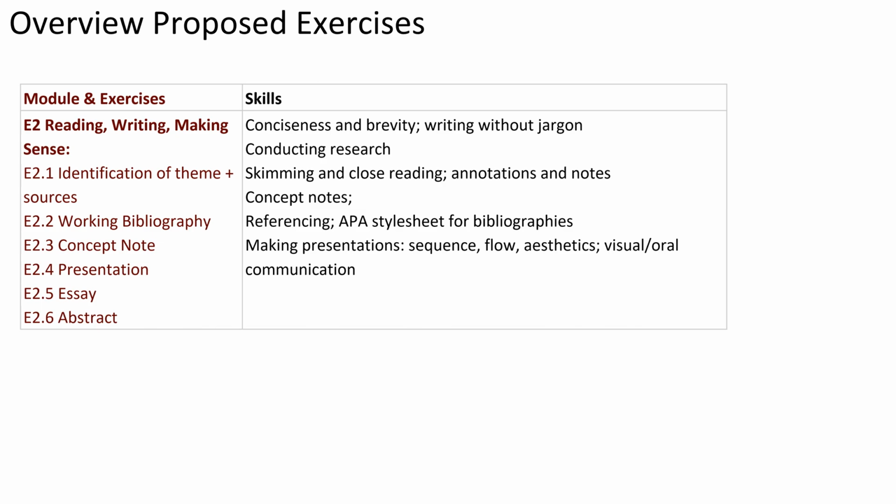Of the reading, writing, making sense module, we will look at 4 exercises, focusing on the ability to identify a focus area for research, to find sources and compile a bibliography, that is to say, engage in ethical research, all of that leading up to a concept note and a presentation. This will allow us to integrate multiple skills sequentially and at each stage provide feedback focused on specific sets of skills.